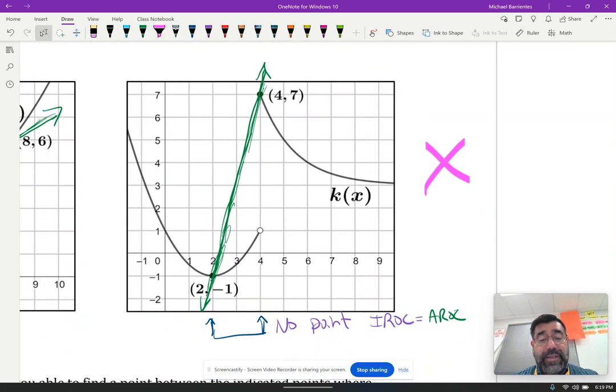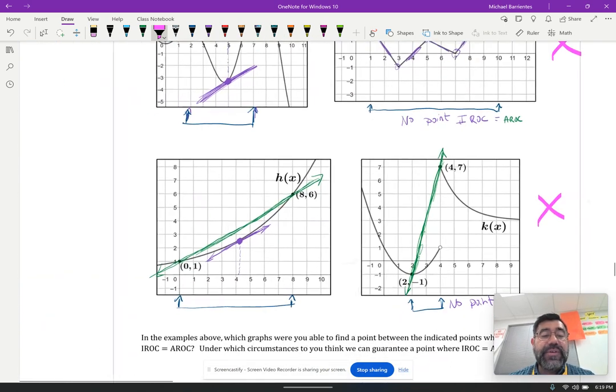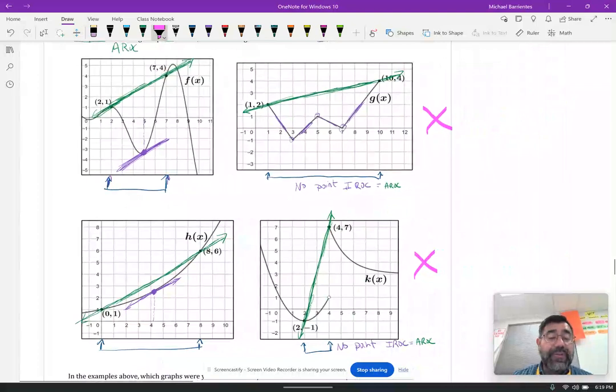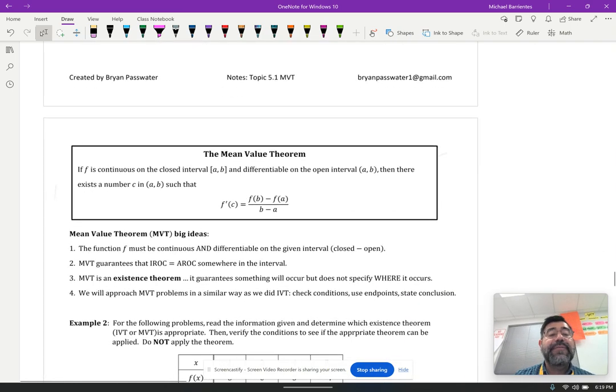And when I look at the last one, k of x, there's an actual break in the graph. There's a discontinuity. So that's going to prevent me from finding the point that it'd be nice for us to find. I shouldn't say supposed to, but we've noticed that in other examples, whenever I connect the endpoints and draw the secant line, we can find a point whose tangent line is the same slope as the secant line. But not in those. So what does the mean value theorem tell us?